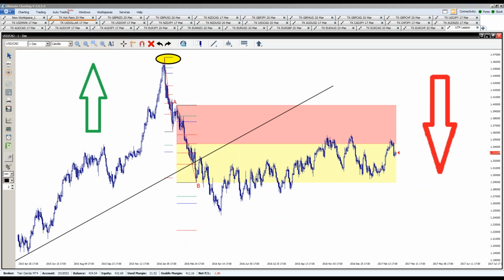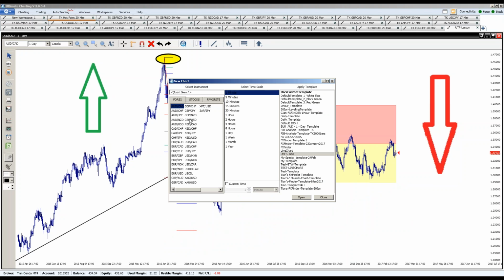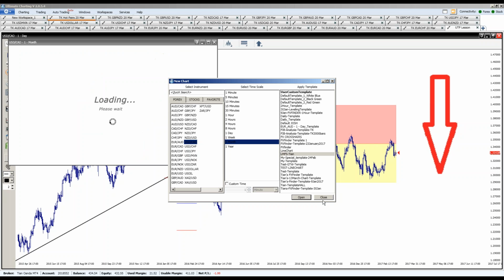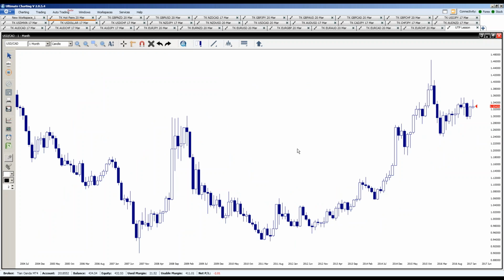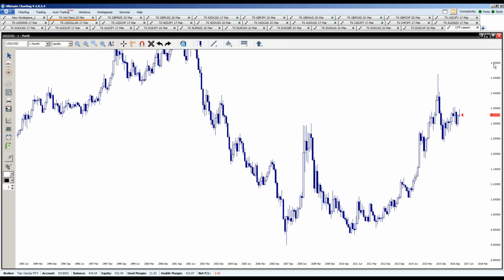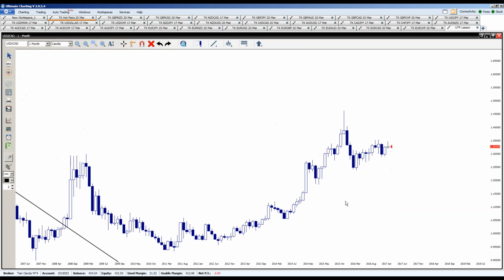To give you an example, heading back to the dollar CAD, but maybe a higher time frame. There's the monthly. Look at that. Clearly we can see the market broke the previous downtrend, right? So now the trend is bullish. We don't have a bear trend anymore. We have a bull trend.